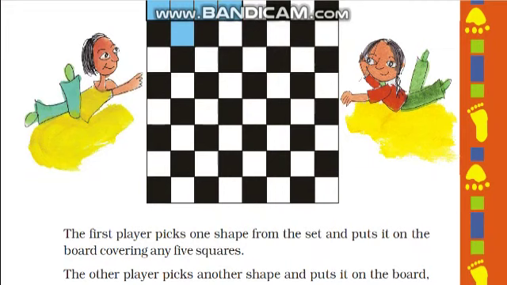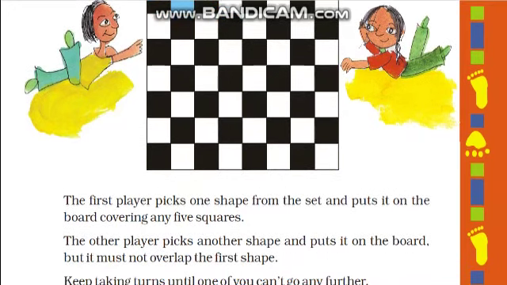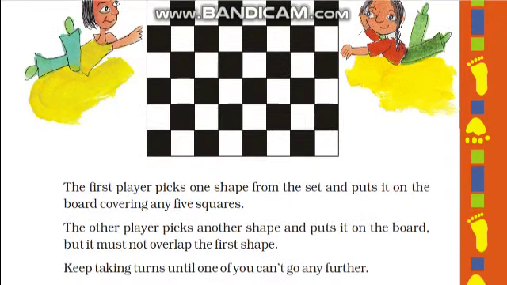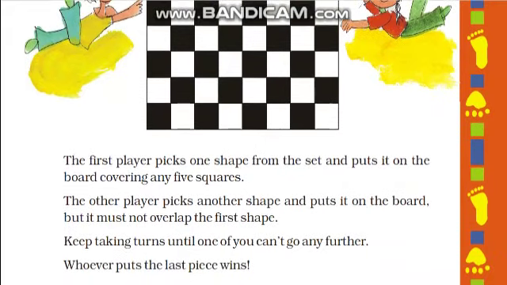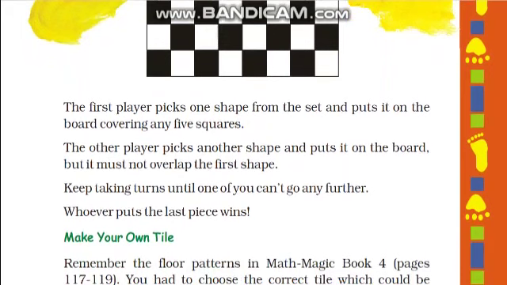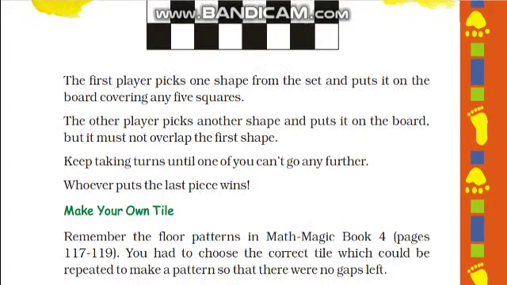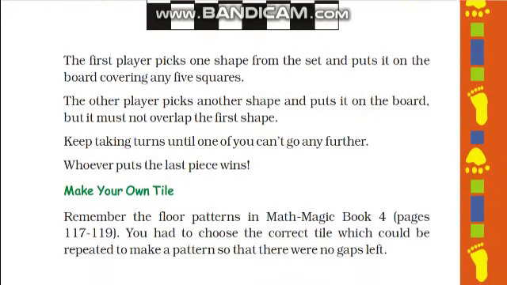First player has to pick one shape from the set and put it on the board covering any 5 squares. Likewise, the other player will take another shape and put it on the board, but it must not overlap the first shape. It must be in your mind. Okay. Likewise, you have to keep taking turns until one of you can't go further, and whoever puts the last piece will be the winner. You can play it at your home.